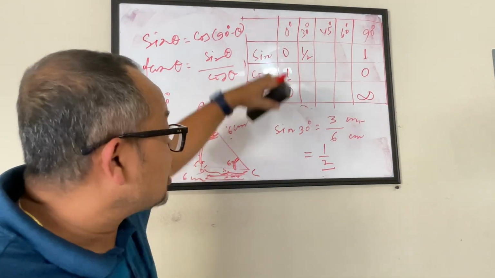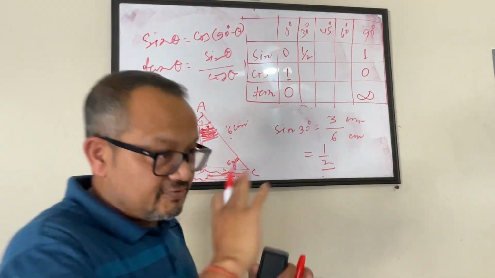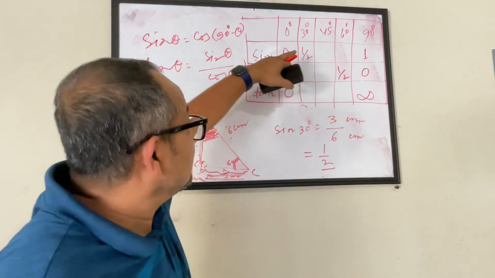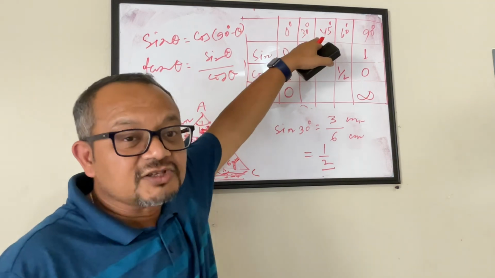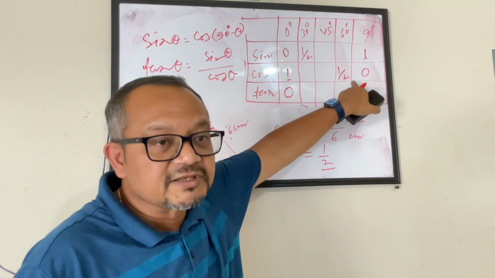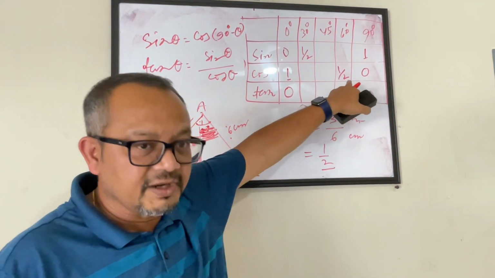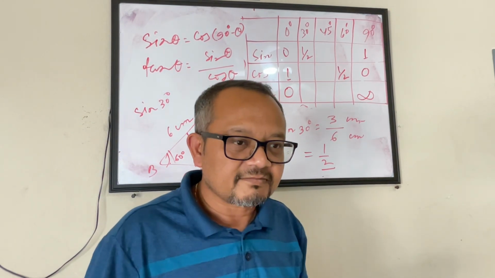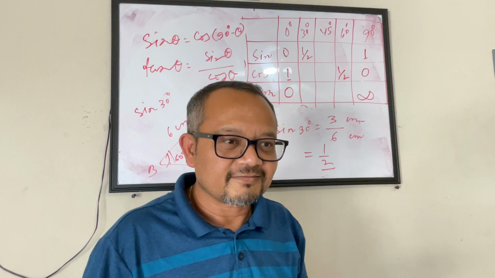Now, what will be cos of 60 degrees? Same thing. 1 by 2. So whatever is the sine of 30, that will be cos of 90 minus 30. So cos of 90 minus 30 is cos 60, is 1 by 2. This much is clear, right? Yes, sir. Okay.